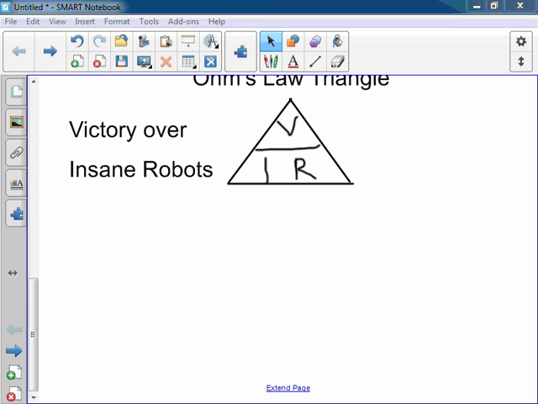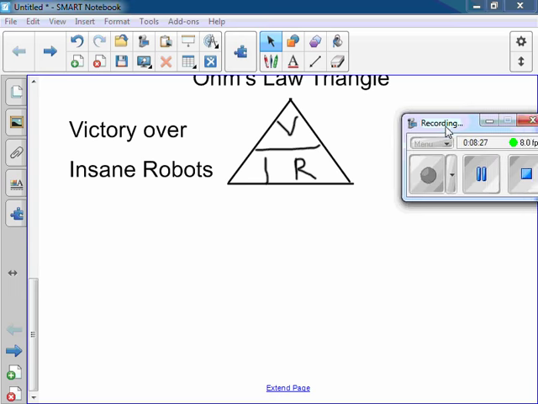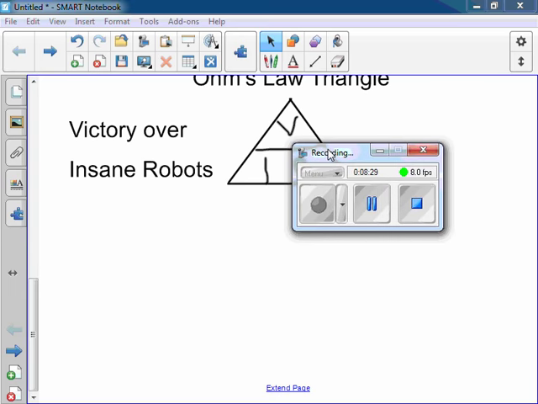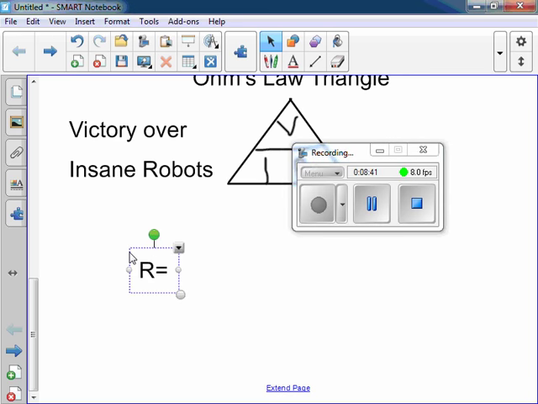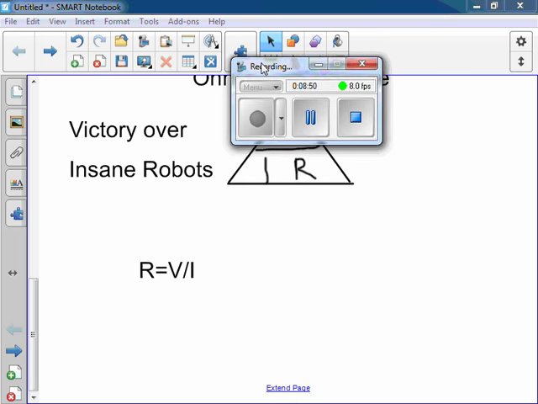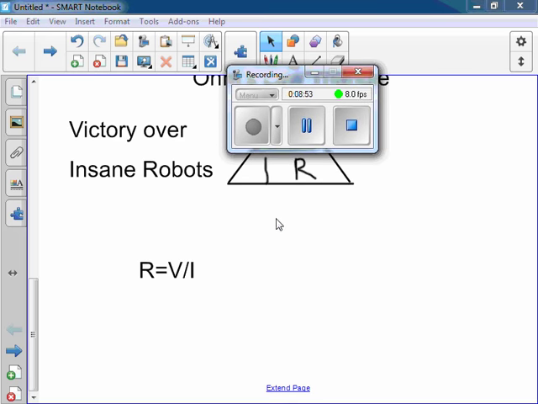So this is how I'm going to do this. I'm going to grab this, this is my recording thing. I'm going to cover up R. What do I have left over? V divided by I. So I'm going to go ahead and type it in. R equals V divided by I. That's very simple. What if I had to find V? Well, I would just cover up V, and then I would have I times R. Very, very straightforward.